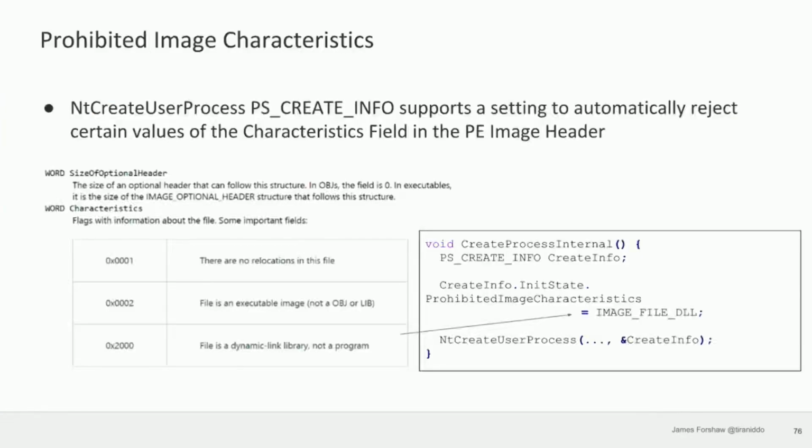But it turns out it doesn't have to be that way. It can be something else entirely. Basically, create process internal can set a special flag in the create info which says, if that executable file is a DLL, just don't allow it. This is actually just a standard bit mask. So for example, if you were desperate for something to do, you can tell it, I want you to create a process from a file which is not actually executable. Probably won't work very well, but it does actually work, crazily enough. But yeah, if you zero this out, you can create processes which are actually backed by DLL files.